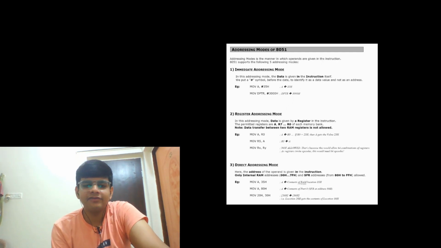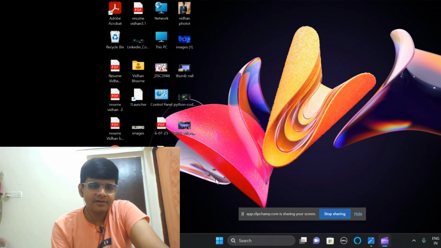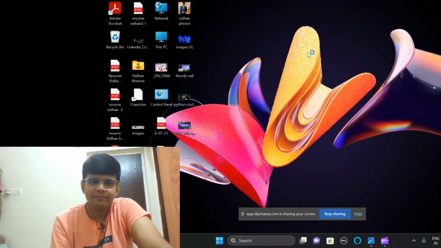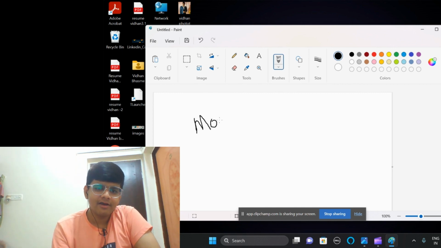These are the three addressing modes we have discussed in this whole video. I just want to tell you this formula. Sorry for that. MOV has its syntax like destination, comma, source. My handwriting is too bad, or too good to understand. MOV destination, comma source. This is the syntax for the MOV instruction.